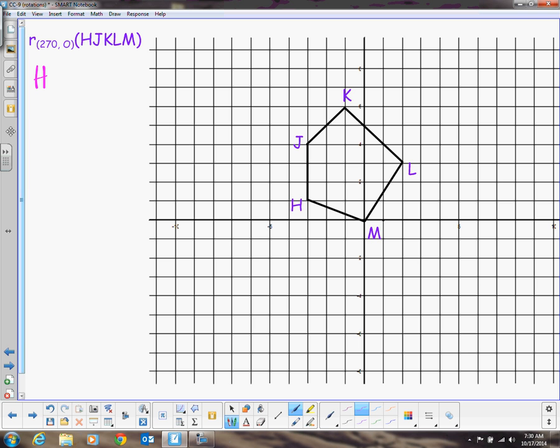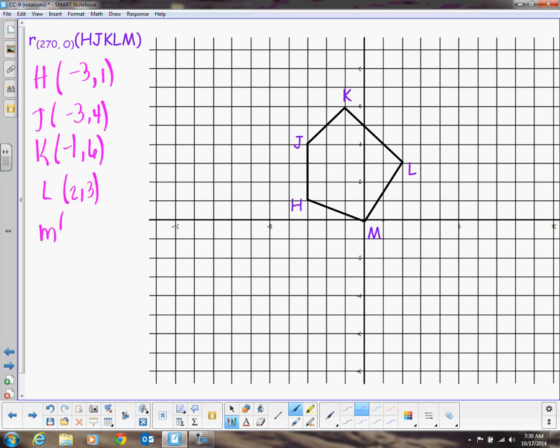Okay, so we've got H, we've got J, K, L, and M. And our H was -3, +1. Our J was -3, +4. You know if I'm wrong. K was -1, 6, I believe. L was 3, and M was 0, 0.